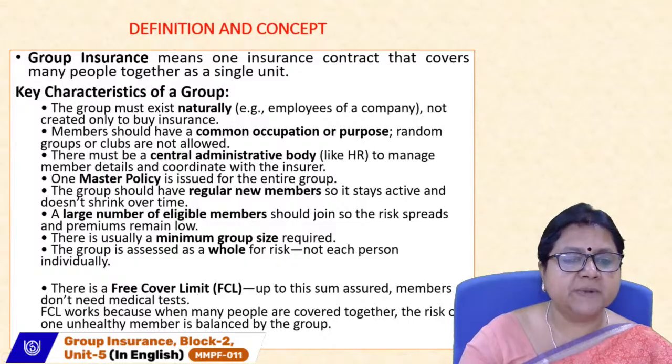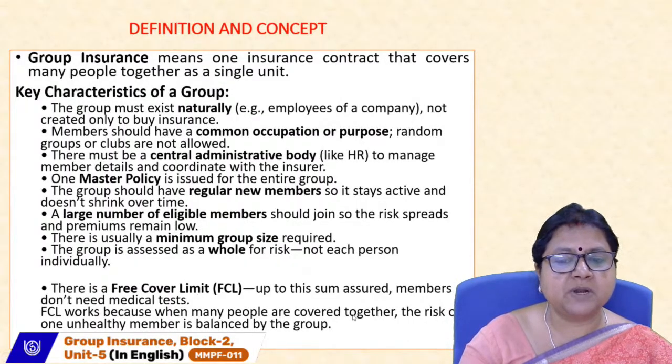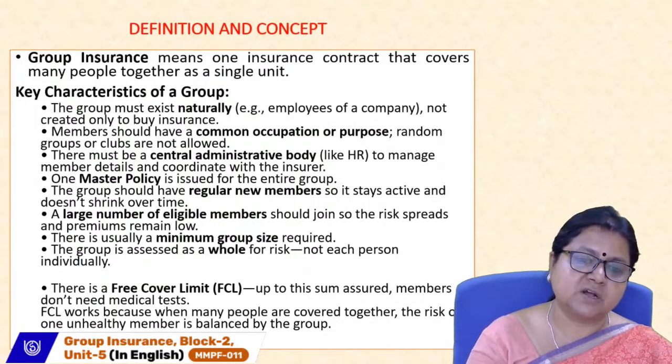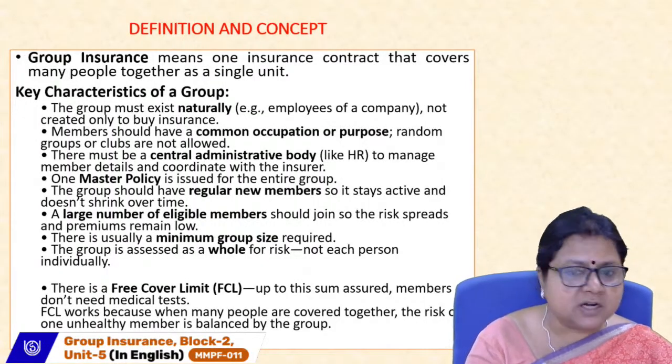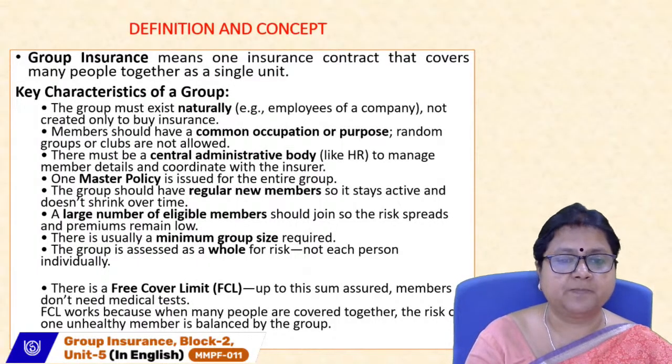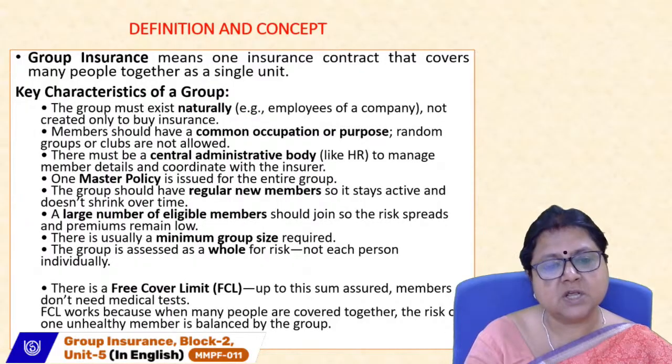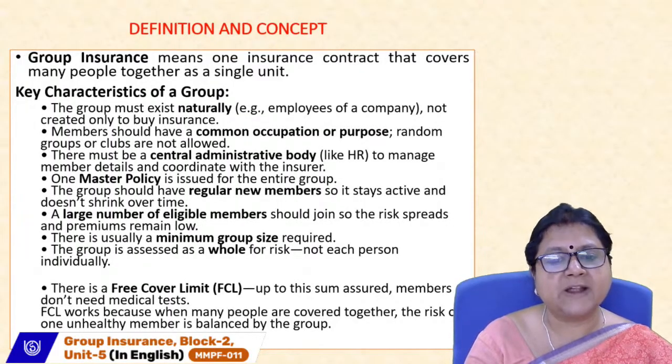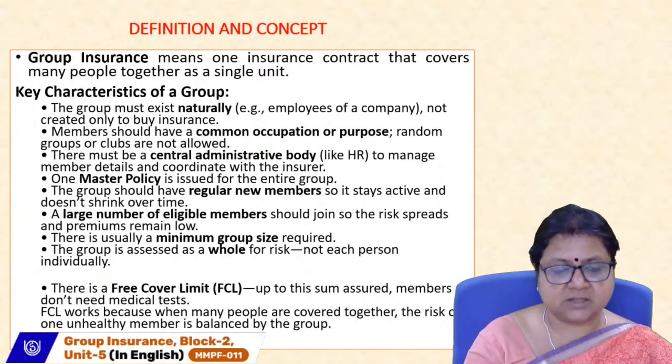So free cover limit works because when many people are covered together, the risk of one unhealthy member is balanced by that group. That is why there is a term known as free cover limit, because all the 150 employees or 50 employees of the organization will not be unhealthy. There might be one or two persons who are unhealthy and who might have certain uncertain deaths.